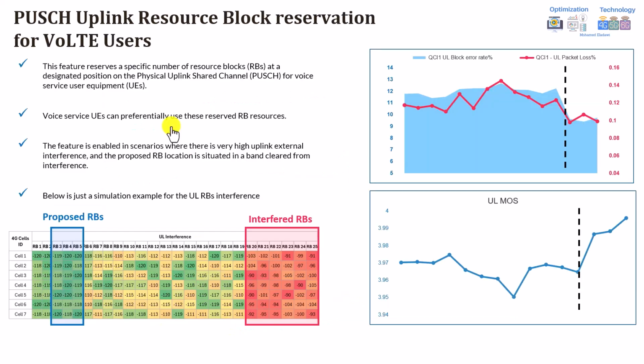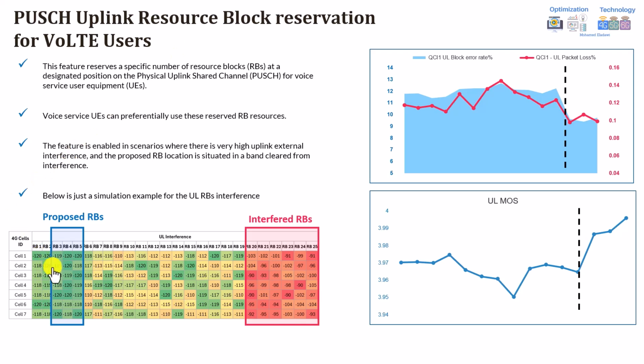The first feature we're going to cover today is called PUSCH Uplink Resource Block Reservation. This can have a different naming from one vendor to another, but the idea of this feature is very simple. The idea is that you can reserve particular PUSCH resources to be used only by VoLTE users. It will be only reserved for VoLTE users and it will be only used by them. So what is the gain of such? What kind of gain is expected and what kind of drawbacks?